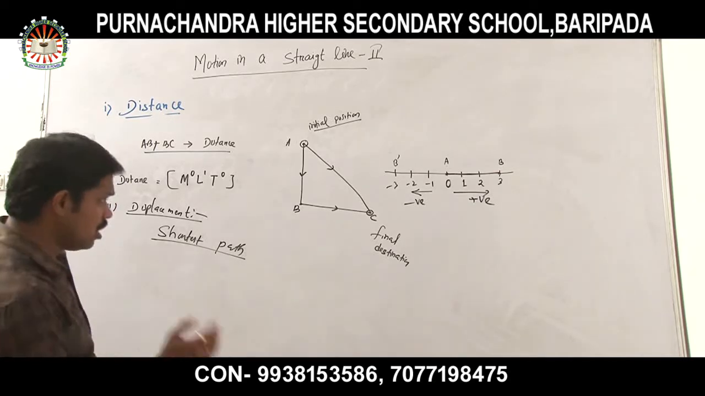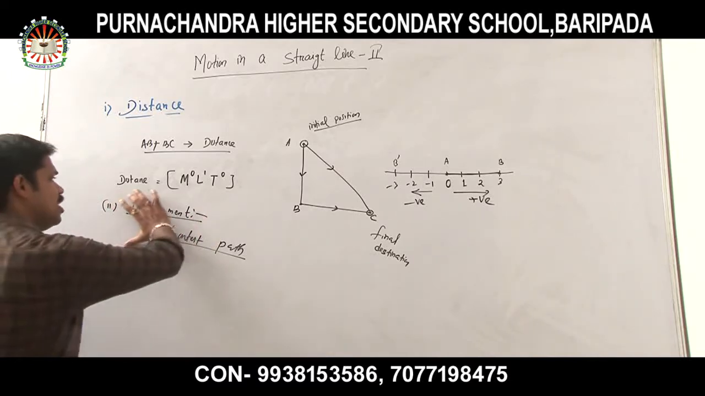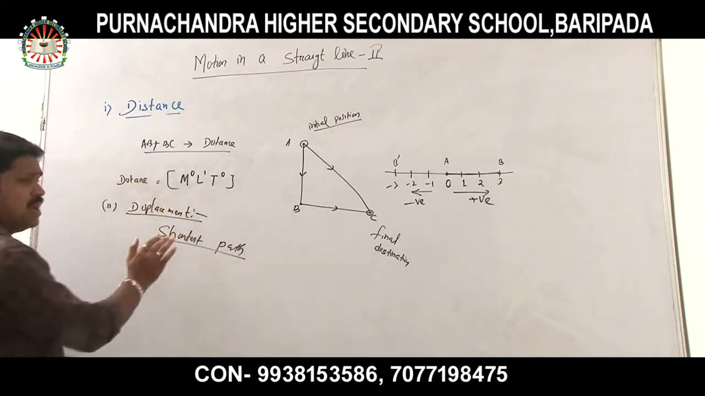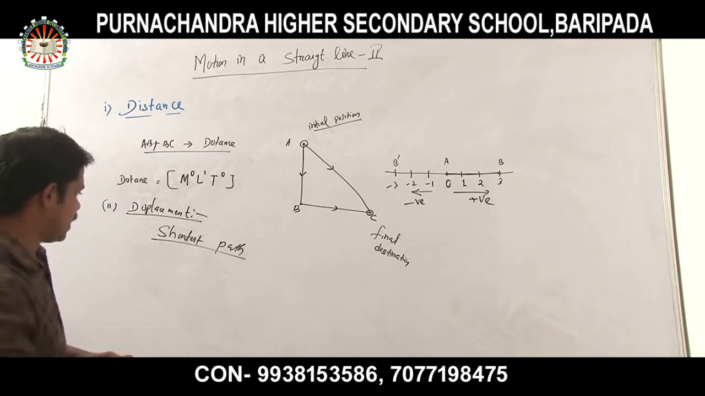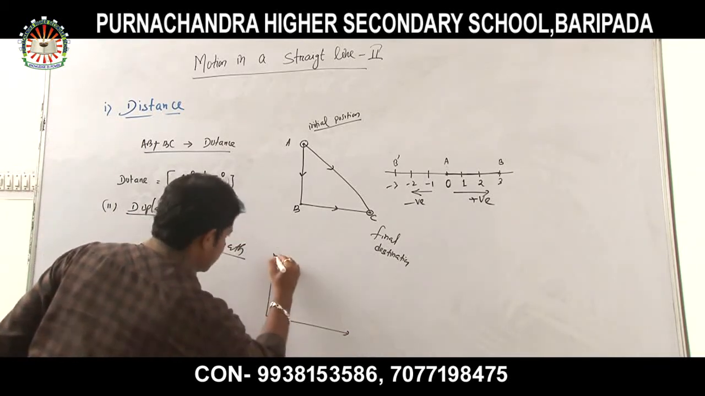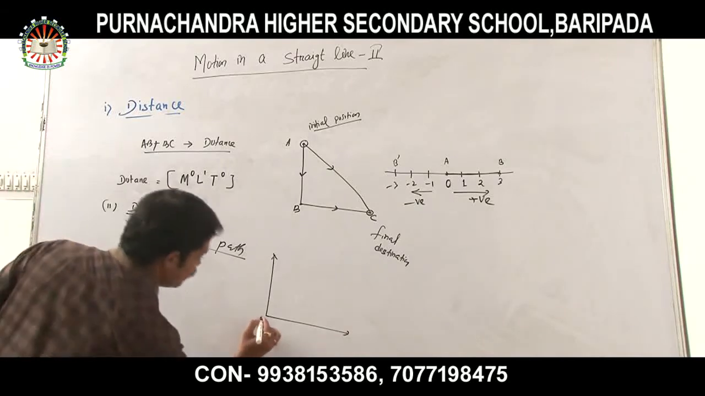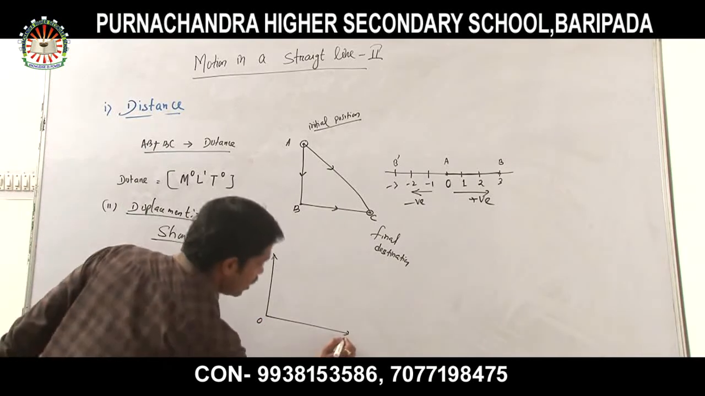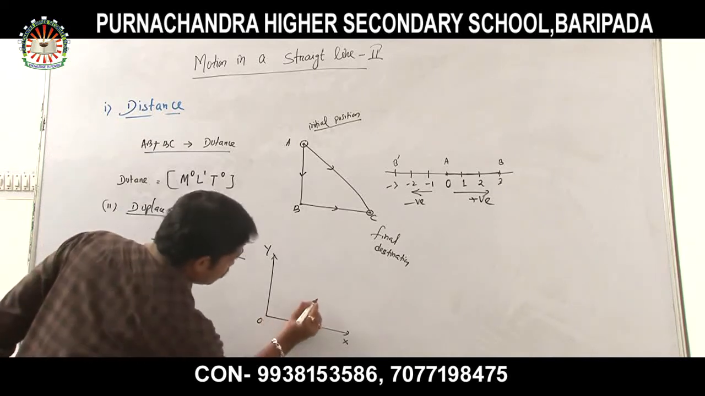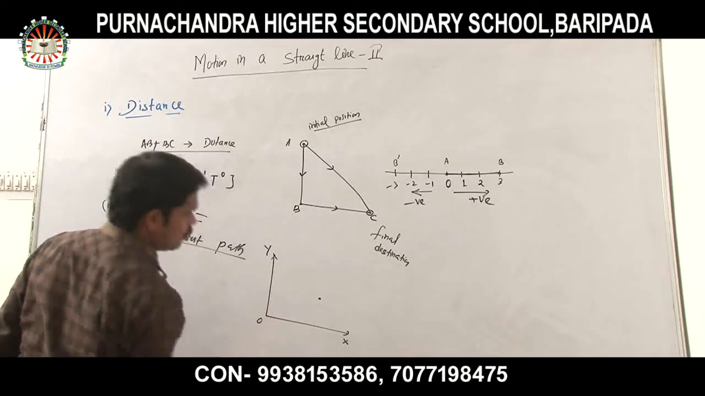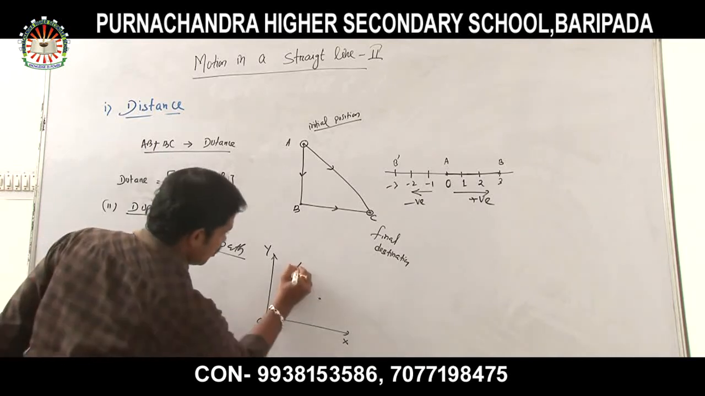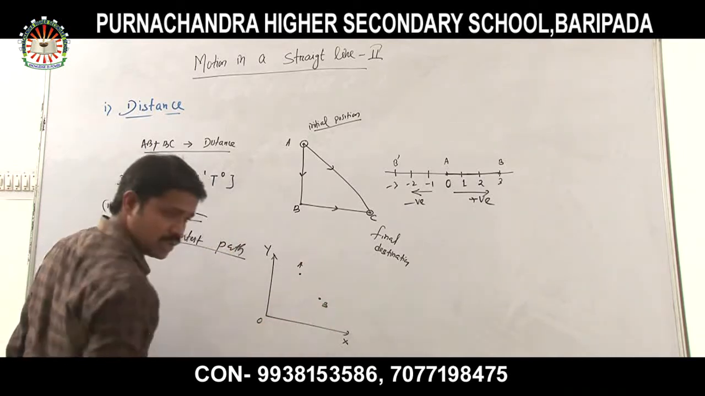Clear? Okay. Or if I want to describe the displacement in terms of position vectors, look very carefully. Suppose this is a frame of reference, or you can call it a coordinate system. So this is the origin, this is the x-axis, this is the y-axis. Very simple. Now, suppose the object is present over here, then it will move to this point. That means this is your point A, this is your point B.